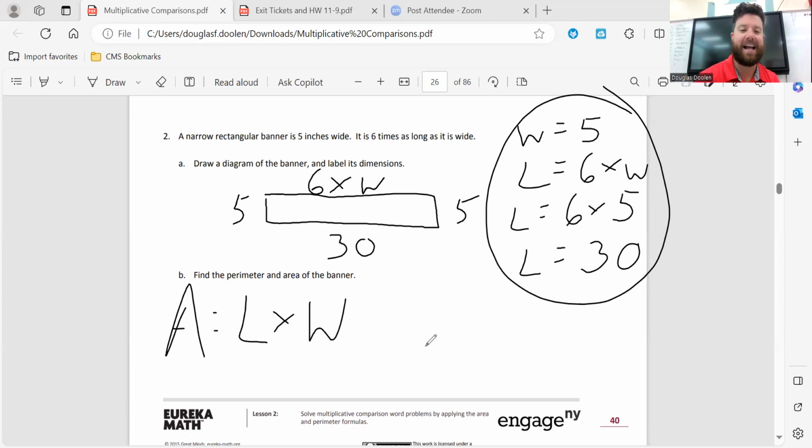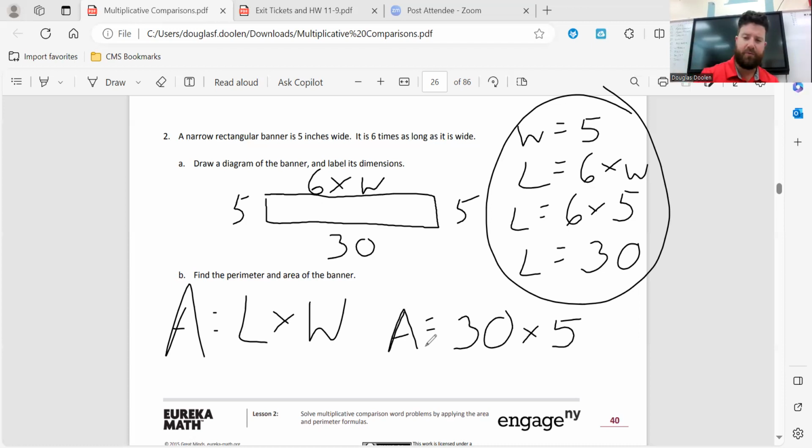Nothing. Stop. Okay, area. Area is length times width. Awesome. So now this is just normal multiplication, right? What's our area? What's our length? We're going to fill it in. Our length we know is 30. What's our width? 5. 30 times 5. This is just multiplying with tens, right?